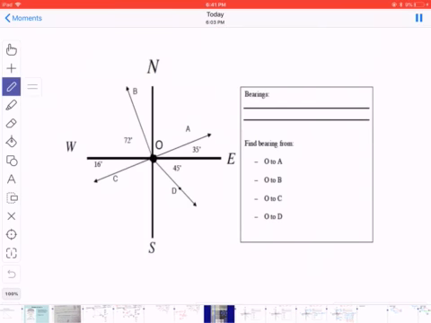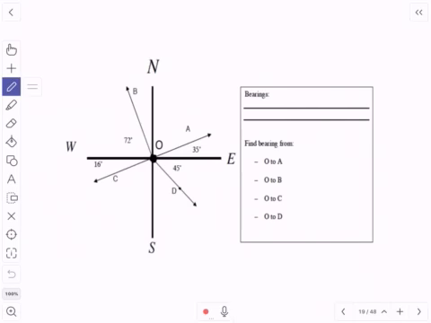Now we're looking at bearings. Now bearings is our sense of direction. If I told you to go 72 degrees, you would not go 72 degrees in the second quadrant. You would actually go 72 degrees in the first quadrant more than likely. So we use bearings to describe that.